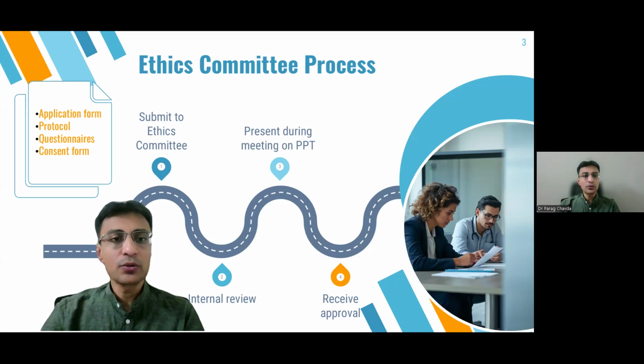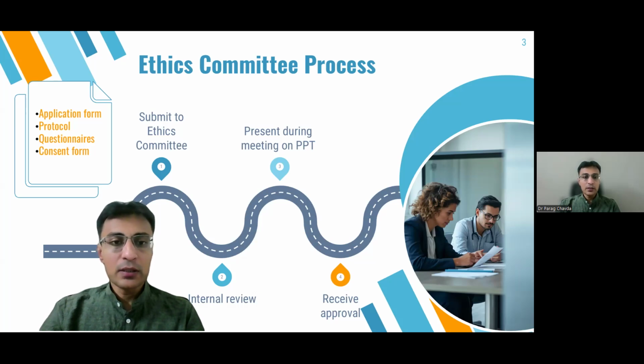So once you submit all those documents, the ethics committee will internally review the documents that you have submitted, and they might ask you to present during a meeting of the ethics committee members to present your proposal, usually on a PowerPoint format. Once that is done, and if everything is okay, you might receive your approval letter.